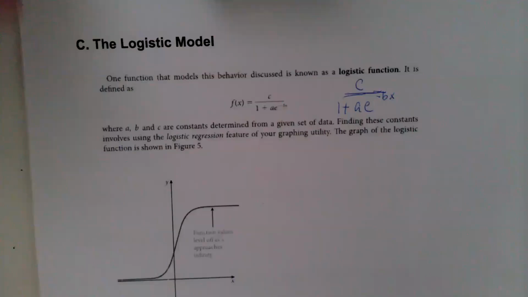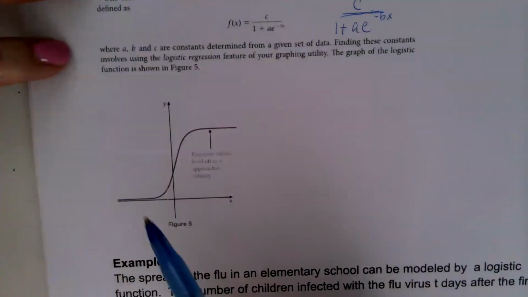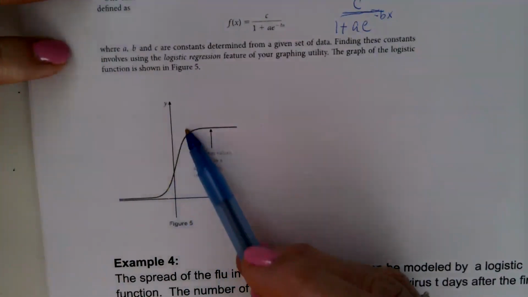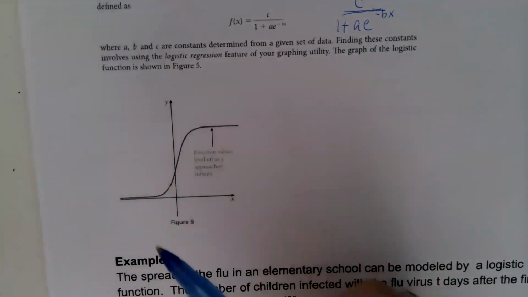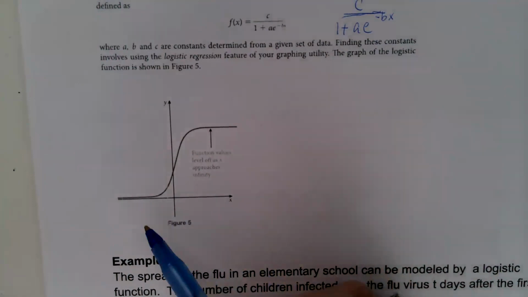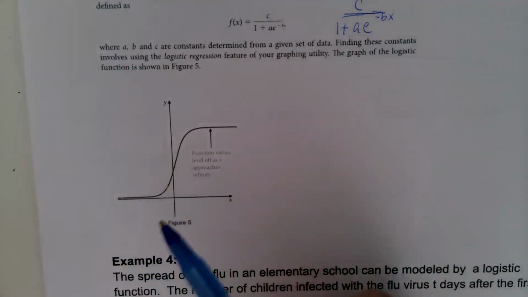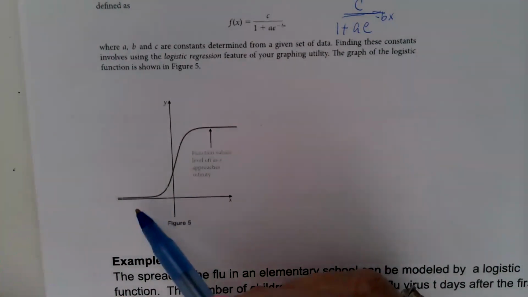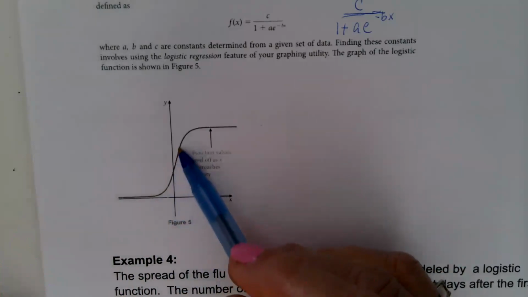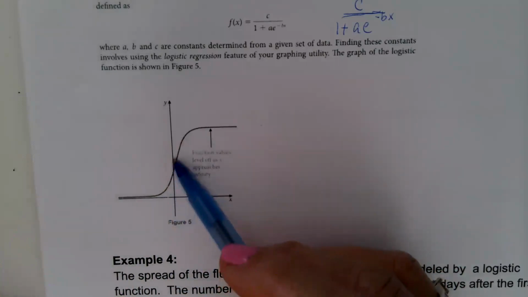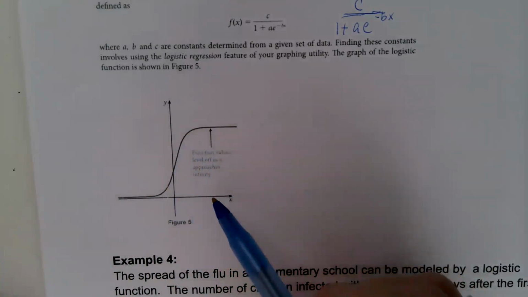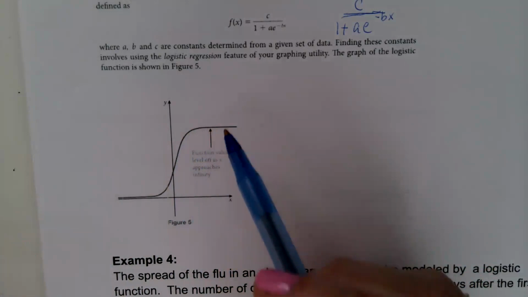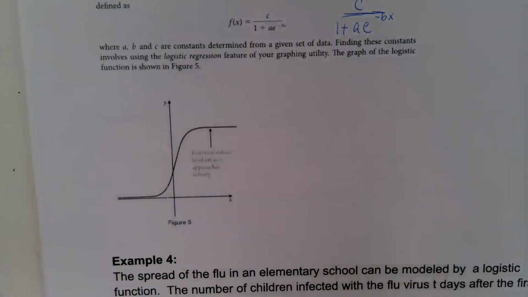You can see the function climbs very quickly and then plateaus. And this is how a lot of viruses work. When a virus happens in a community of people, it spreads really quickly and it looks like it's exponential, but then it tapers off at some point. And so that's why we use this model to model those sorts of situations.